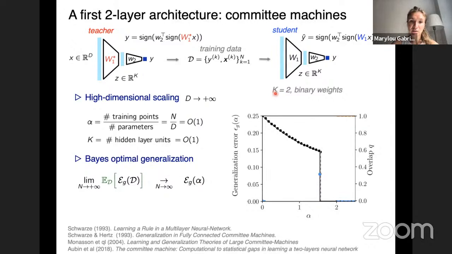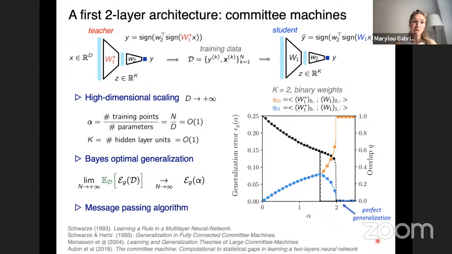And if here we take k equal to 2 and binary weights, we can see, for example, such a generalization curve, as a function of alpha, that is again going to decrease as we are getting more and more training points. So the bigger our training set, the easier it gets at generalization. And at some point, we will have a transition again to perfect generalization that is quite common in binary weights settings. And again, for this committee machine example, we can also look at the corresponding message passing algorithm, and it's going to be the black dot in terms of the generalization.